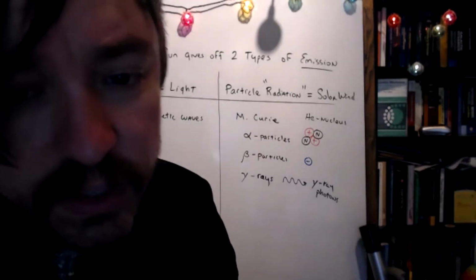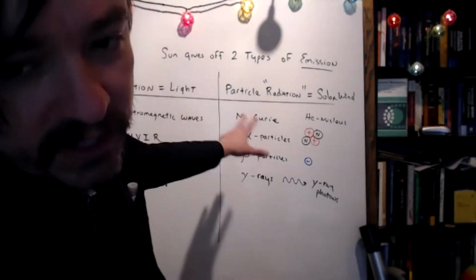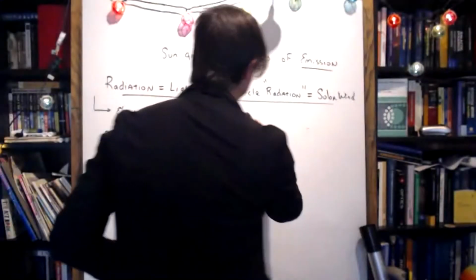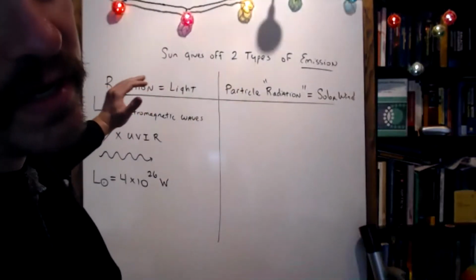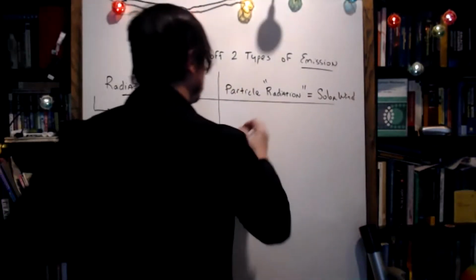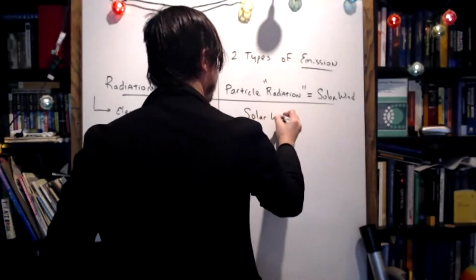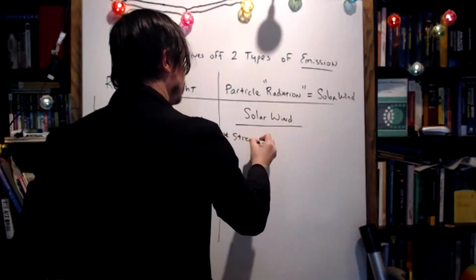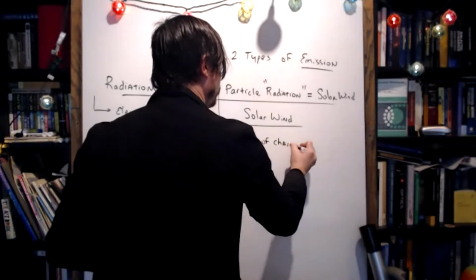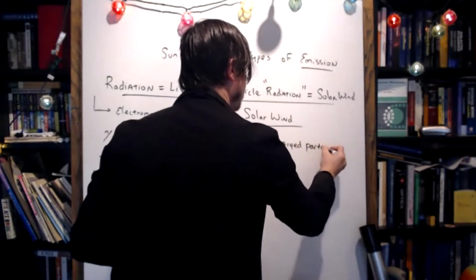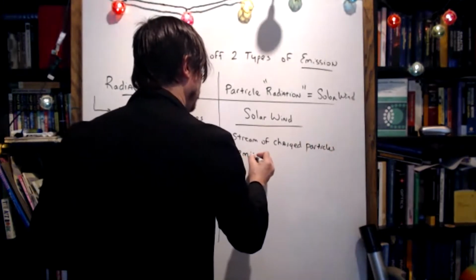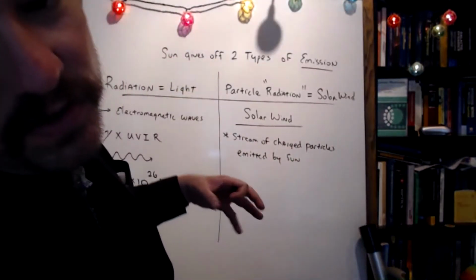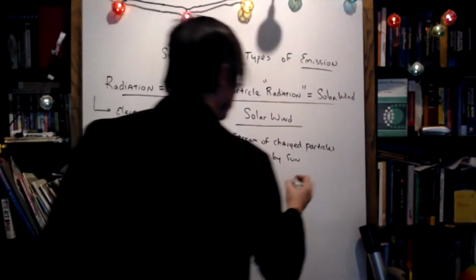Okay, let's talk about the solar wind. Now that presumably you understand that there are different meanings of the term radiation, the sun gives off a type of particle radiation as well as light, and it's called the solar wind. The solar wind is a stream of charged particles emitted by the sun, and it especially happens during solar flares and coronal mass ejections.